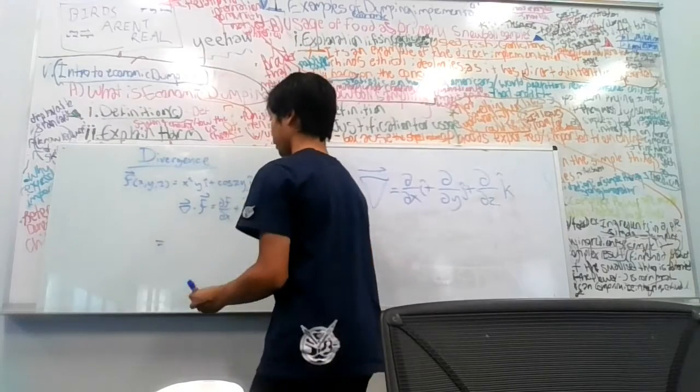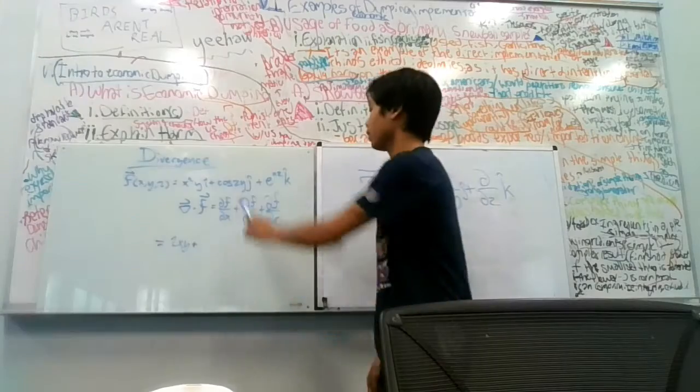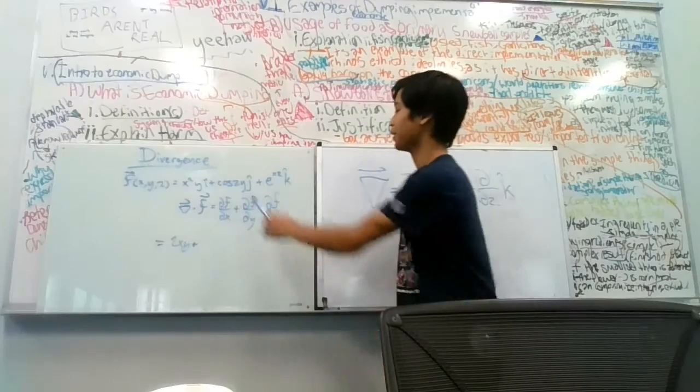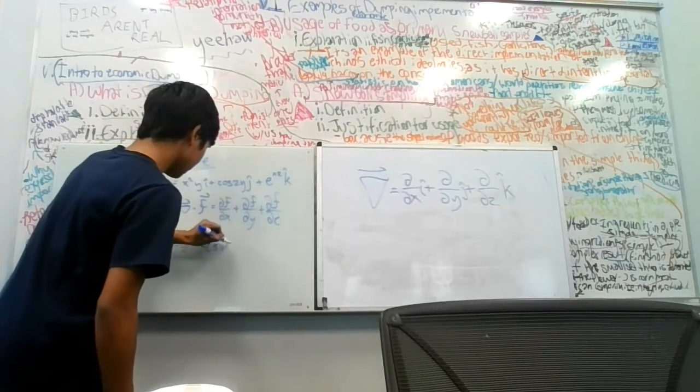So now let's compute that. Derive x squared y in terms of x. Boom, 2xy. You already knew that. Derive cosine zy in terms of y. Derivative of cosine is negative sine. Use chain rule to find the derivative inside. You get negative z sine zy.